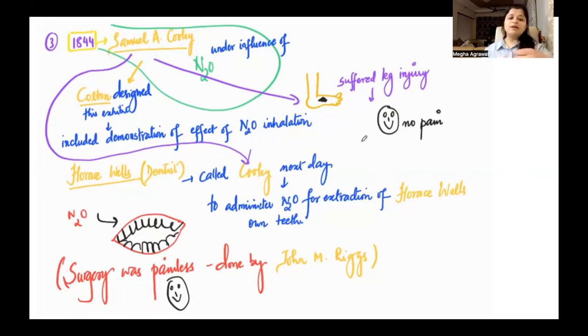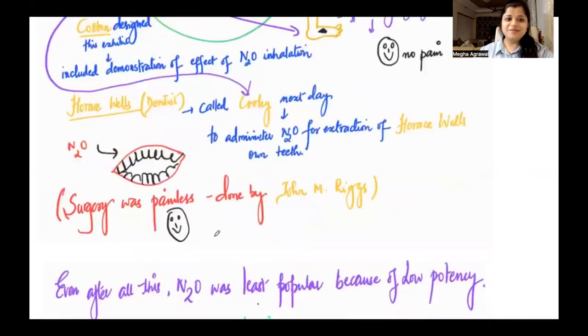So the next day, what happened was that Horace Wells, a dentist, called Cooley to his office, and there he asked him to give him nitrous oxide for extraction of his own tooth. And he experienced no pain during that time. And so they all discovered the analgesic properties of nitrous oxide.